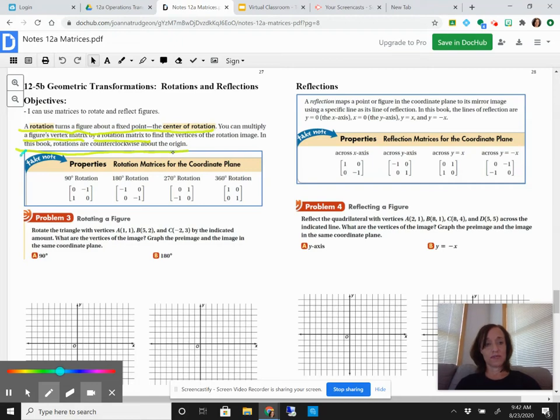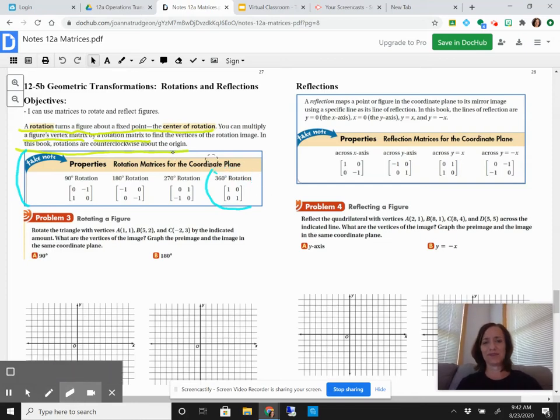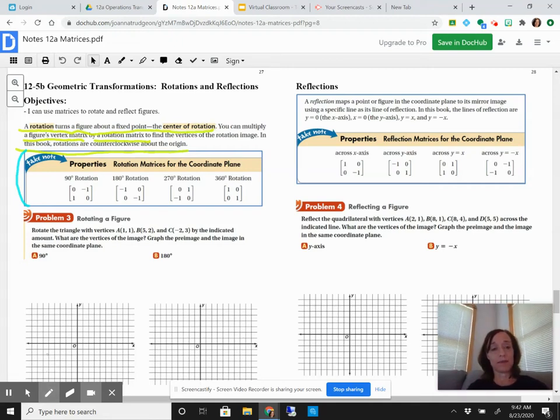This is just a little table, and you wouldn't have to memorize this, but these are the matrices that you use to rotate a set of points about 90, 180, 270, or 360 degrees. If you rotate something 360 degrees, you get right back to where you were. Notice that for 360 degrees, that's the identity matrix. It doesn't do anything. You multiply by the identity matrix, you are right back to the same set of points you had to begin with. So why would you rotate something 360 degrees? I don't know. If you wanted to see it animated, maybe you would want to see that happen.